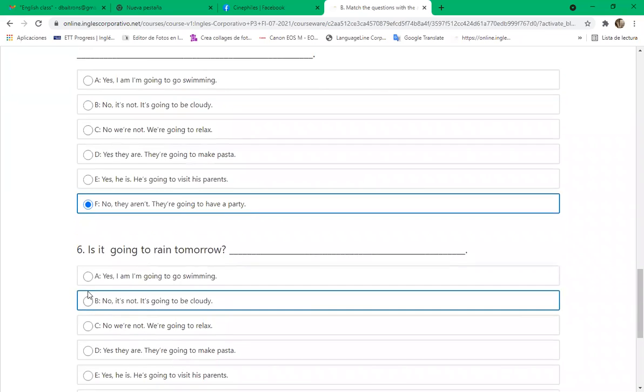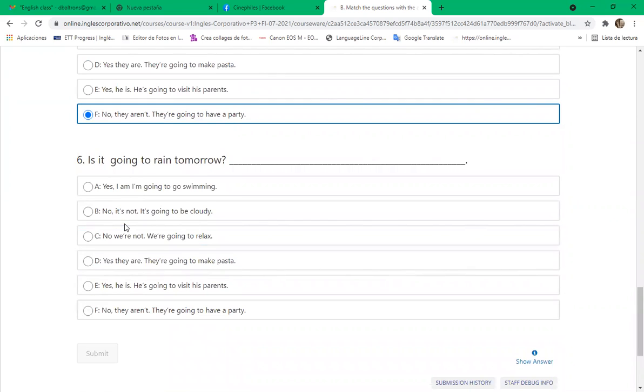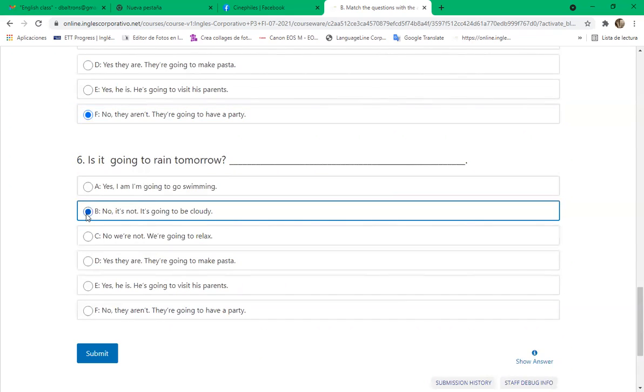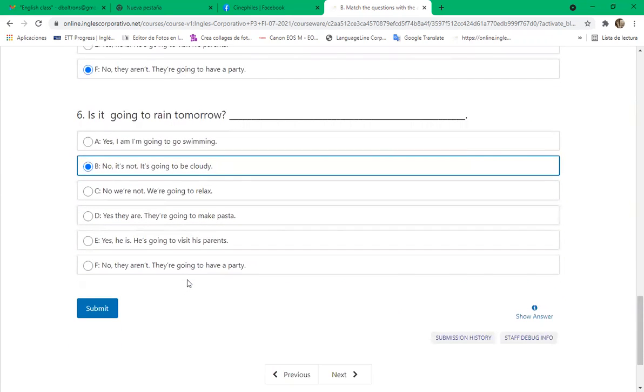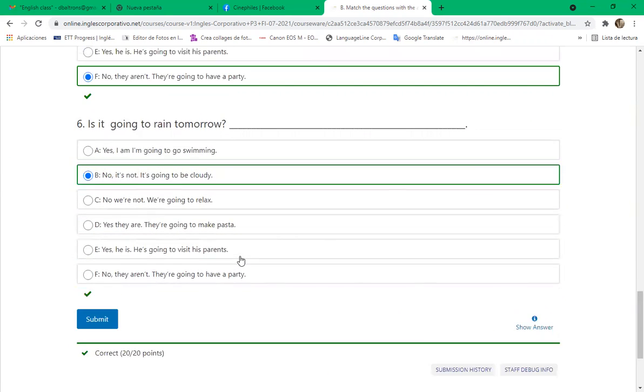Okay, is it going to rain tomorrow? No, it's not. No, it's going to be cloudy. It's going to be cloudy. Very good.